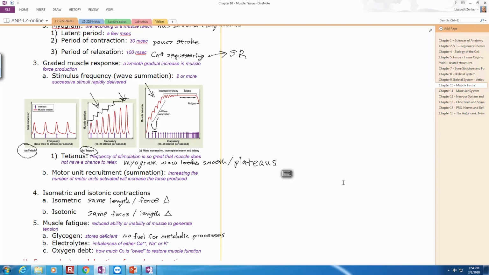Isometric, okay? As soon as I overcome the force of how heavy it is and I recruit more muscle fibers and I actually lift it up, now I've contracted and changed the length of the muscle to lift it up. Now it's become a what? Isotonic contraction.